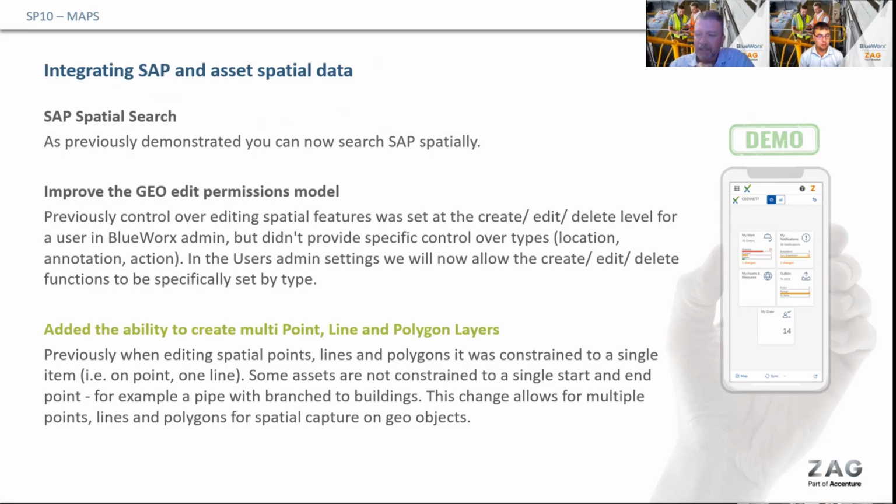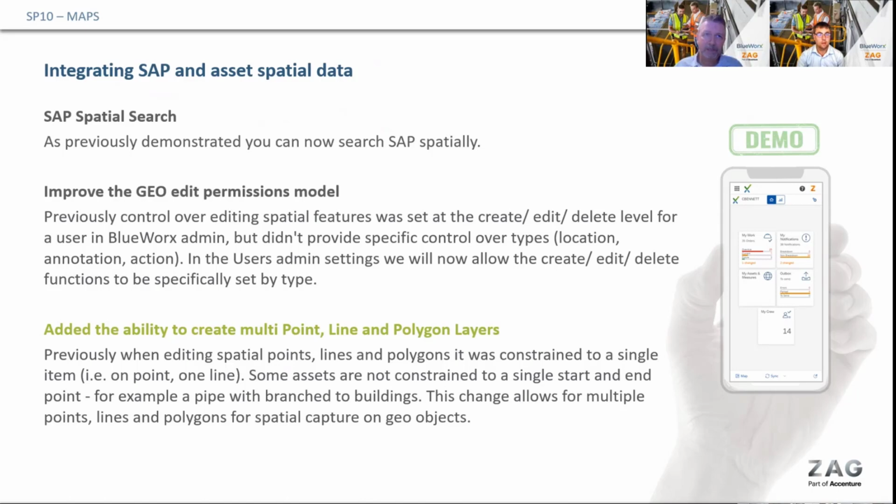So previously there was only the option to allow you to create, change and delete all of the different geo objects, which are annotations, actions and location details. And now we've more precisely set it at a user level so that the administrators can actually set exactly what a user can and can't do. So for example, they may not be able to change the location of an asset, but they may be able to go in and put an annotation against it.